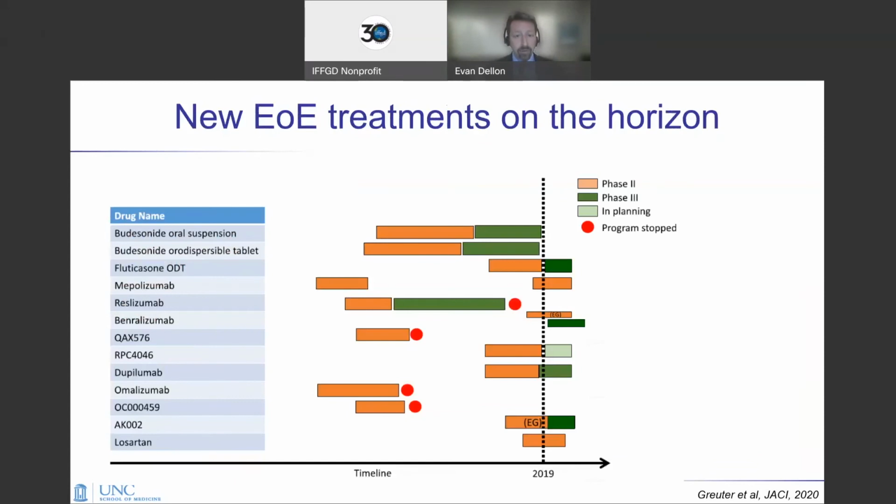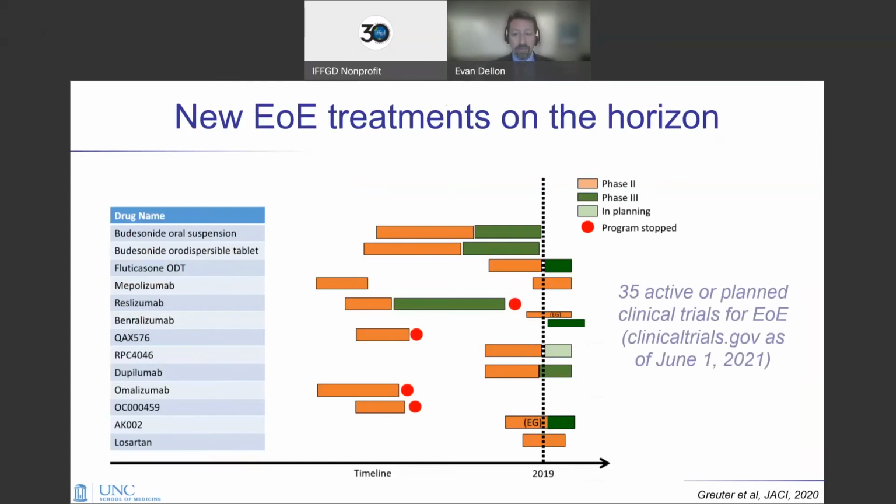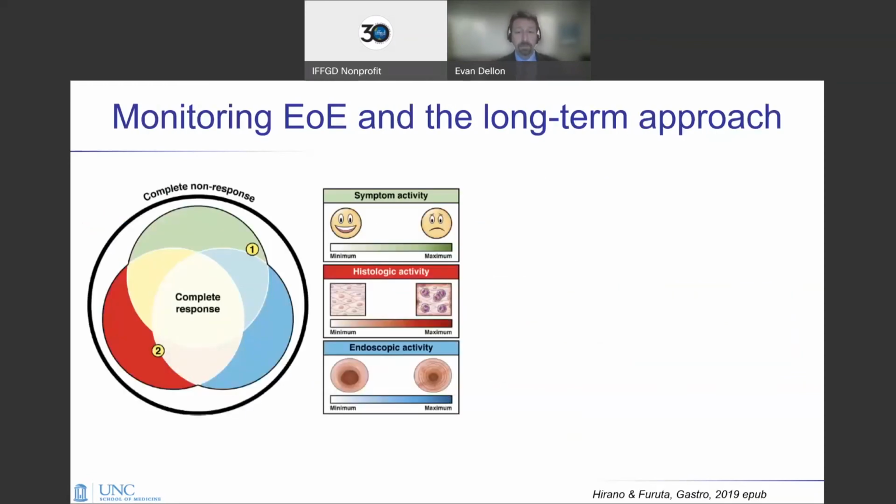Now, there are a lot of new treatments on the horizon, and actually, if you look on the clinicaltrials.gov website, there were more than 35 active or planned clinical trials that are ongoing. These involve things like custom-made topical steroids for the esophagus, a number of biologic agents that are targeted at factors that we think cause EOE, and some small molecules that also may be targeting factors that we think cause EOE. So it's a very exciting time, and a lot of new treatments are on the horizon.